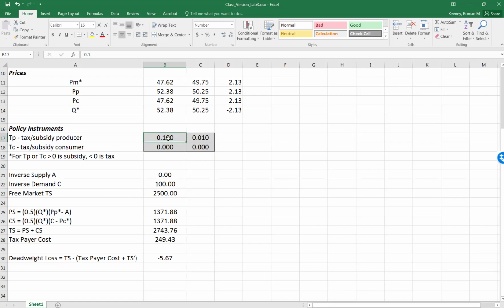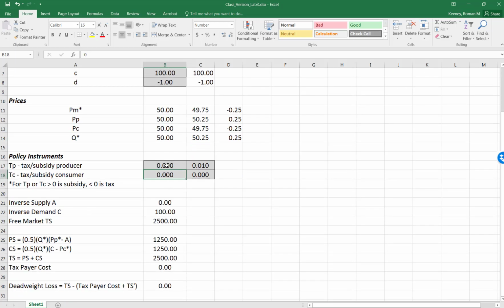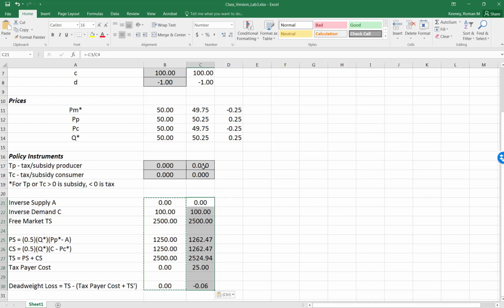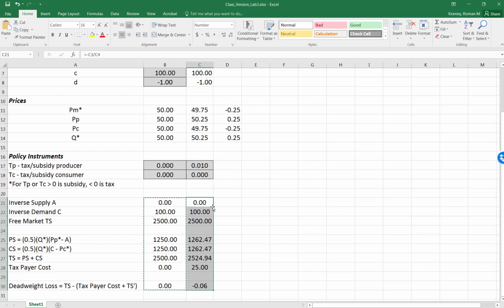But in our lab we're going to try to keep this column always as the free market case, the base case. And so what we'll do then is copy, you can go ahead and do this now, copy all of these cells over, and you see the results show up again that we just did.